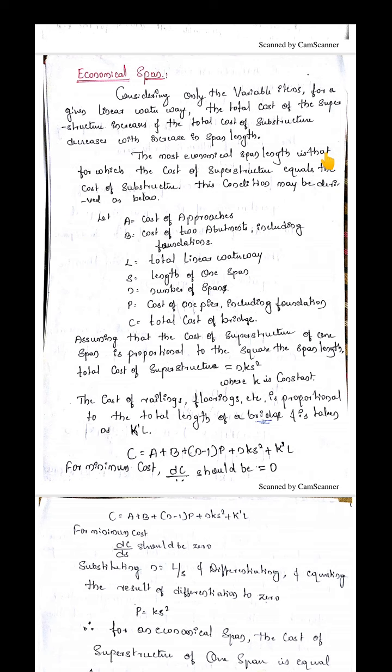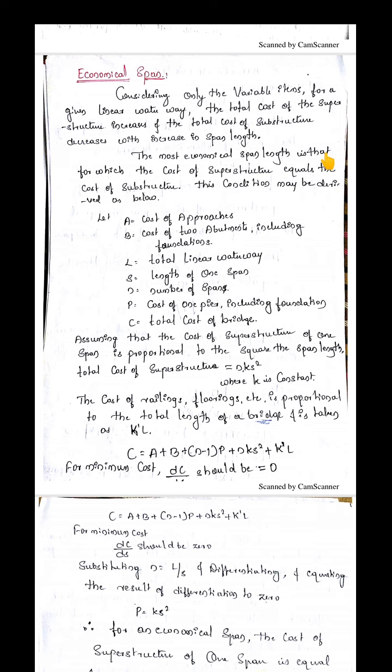Let us take A equal to the cost of approach, B equal to the cost of two abutments including the foundations. A is the cost of approach. Whenever there is a bridge, there is an approach, isn't it? So that approach cost is A, and B is the cost of two abutments and their foundation. L is the total linear waterway.